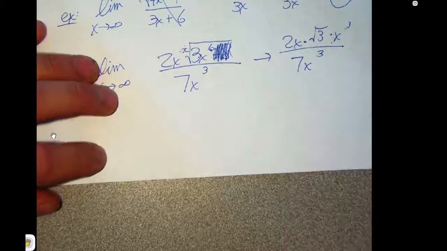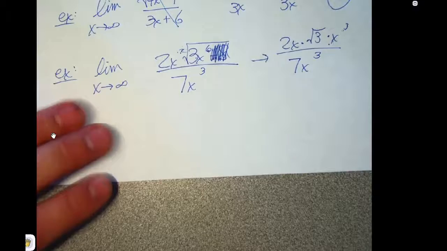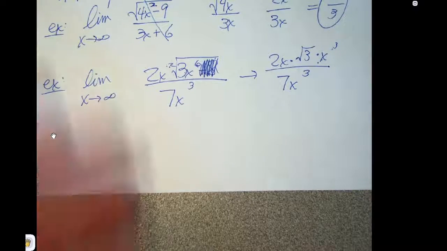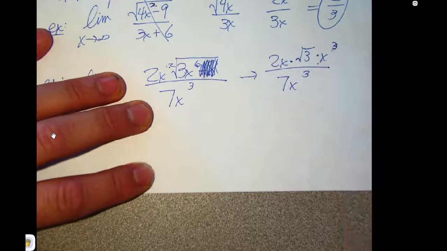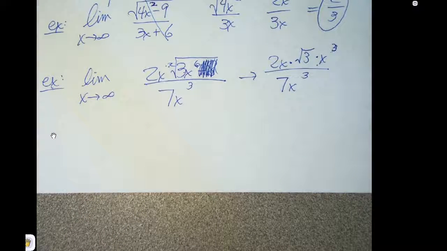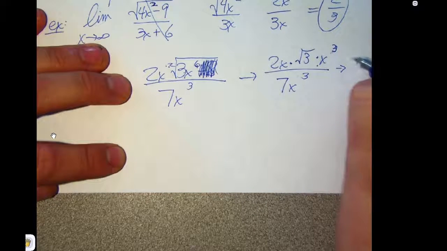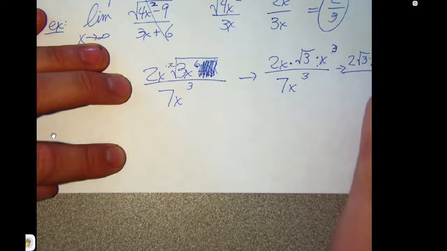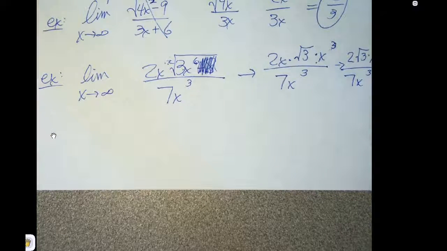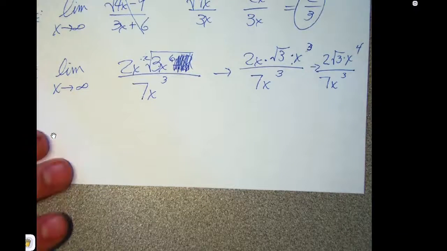The bottom, I have 7x to the third. Where is my highest power? It's on the top, because what's my power of x on top? 4. So this is really 2 times the square root of 3 times x to the 4th over 7x to the 3rd. So it just goes to infinity.